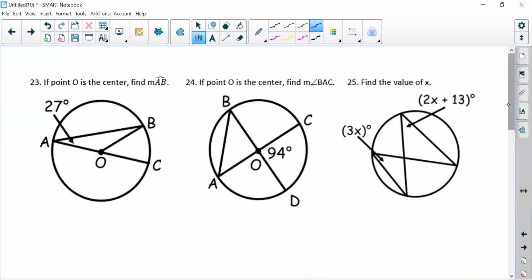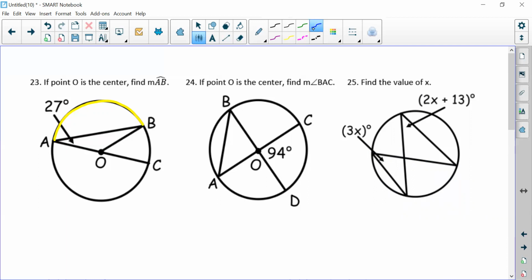All right, so number 23 says, if point O is the center of the circle, find the measure of arc AB. Ultimately, what we're trying to find is the measure of arc AB. Y'all look, we have no information about central angle AOB, so we couldn't use central angle AOB to help us find the measure of arc AB. We have to use something else.